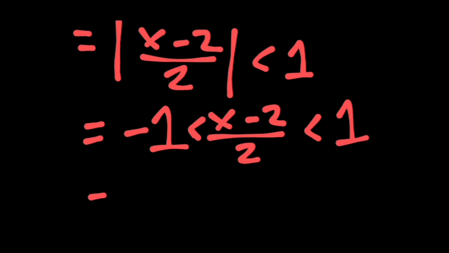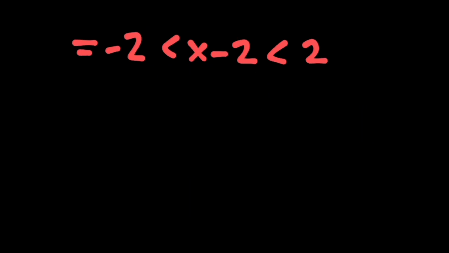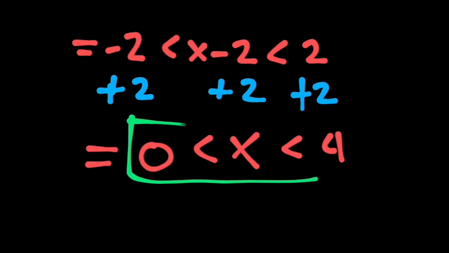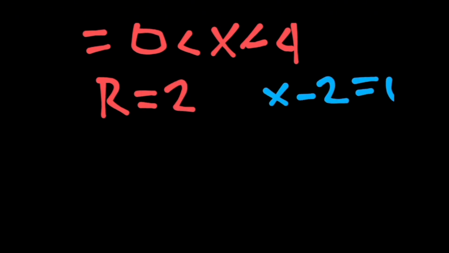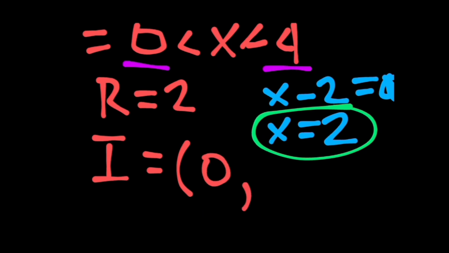After that, we need to eliminate the fraction by multiplying all sides by 2, so we get x minus 2 less than 2 but greater than negative 2. And for us to get the value of x, we need to add 2 to all sides. By that, we can say that the series converges absolutely for x less than 4 but greater than 0. Therefore, our radius of convergence is equal to 2, since we have the center where x minus 2 is equal to 0. Then add 2 to both sides to get x equal to 2. And the interval of convergence is from 0 to 4.